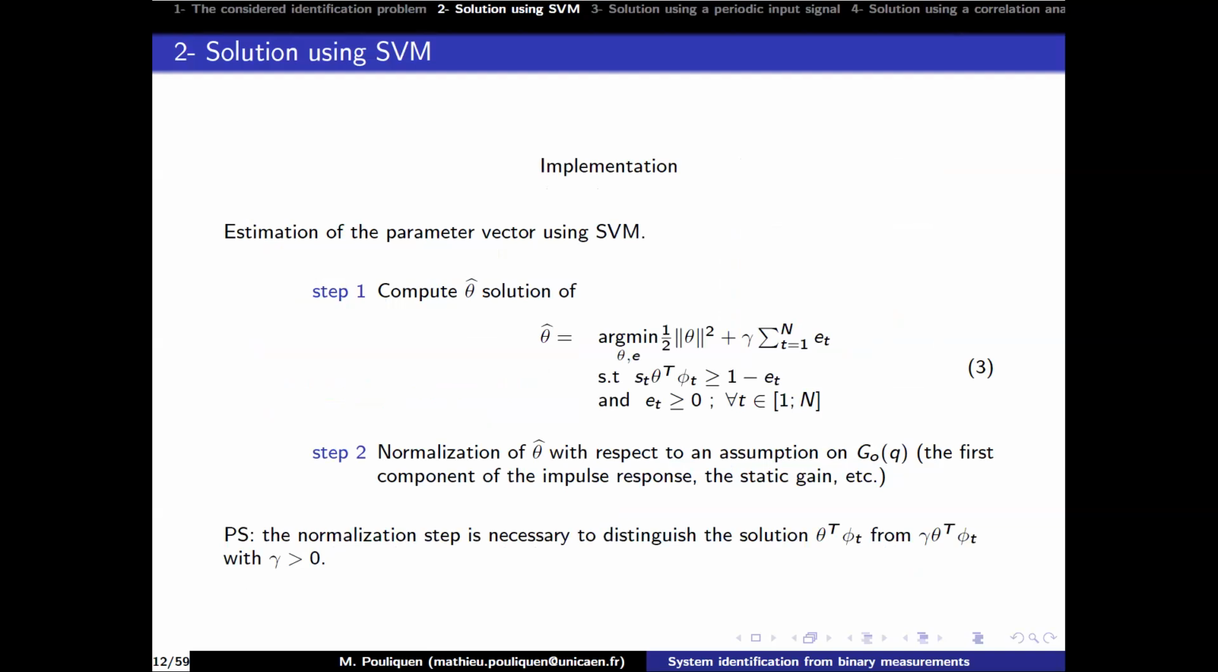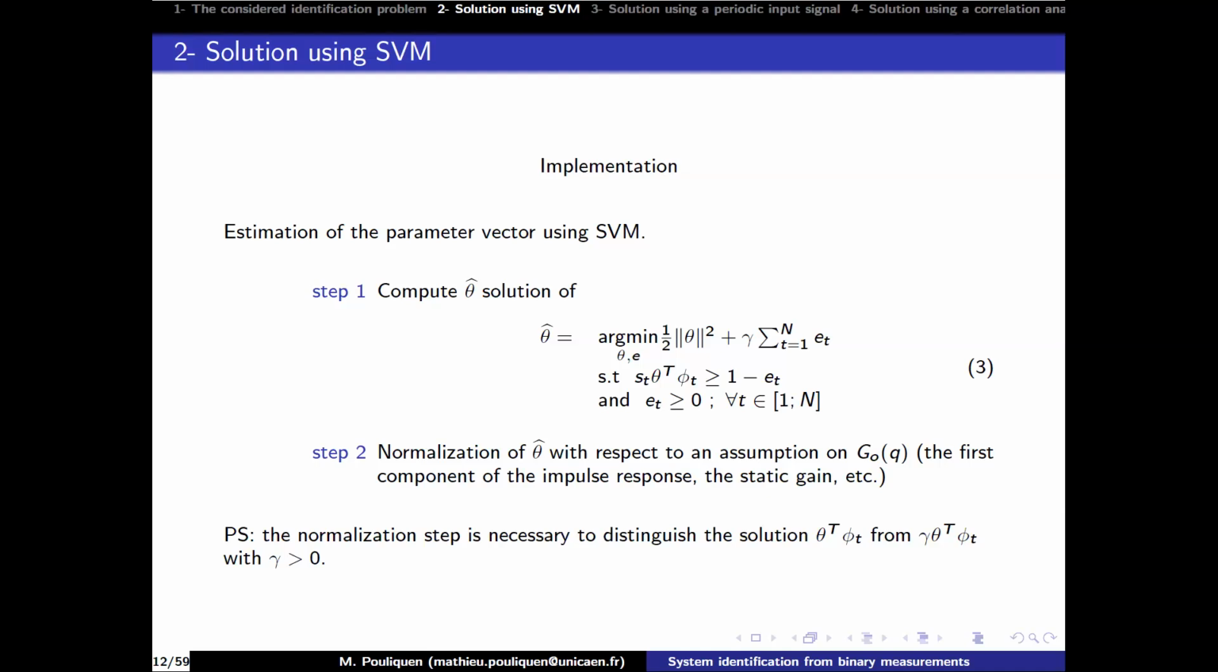Here in step 1, the problem is a support vector machine, which provides us the parameter vector of the boundary of the separating hyperplane. And once you have computed this parameter vector, you have to normalize the solution. I didn't speak about it before. Often we have to normalize the solution.